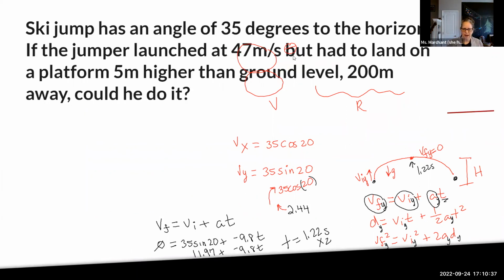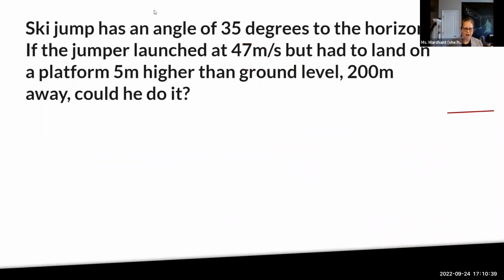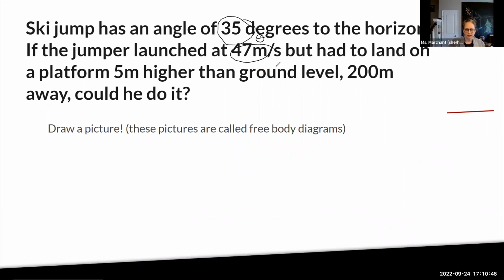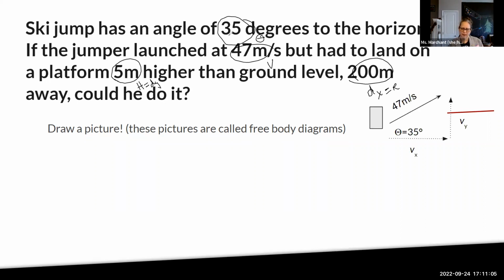All right, so how about this one? Ski jump has an angle of 35 degrees. That's my theta. 47, that's my velocity. We want to hit a platform 5 meters high. That's my distance in my y. And 200 meters away. That's my distance in my x and my range. Absolutely draw that picture again to help you out. Draw in that platform 200 meters away, 5 meters high.